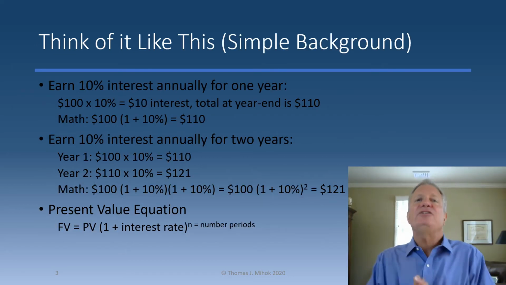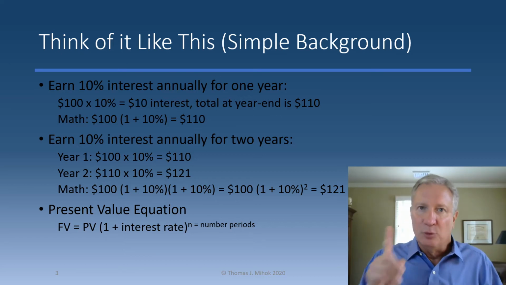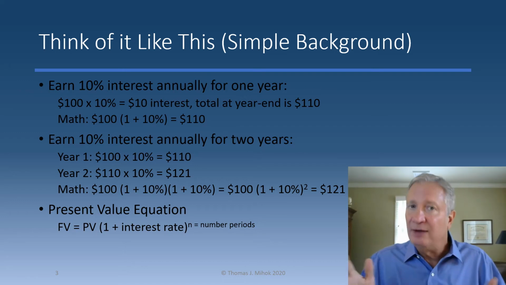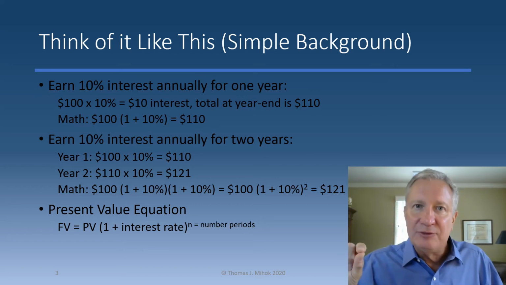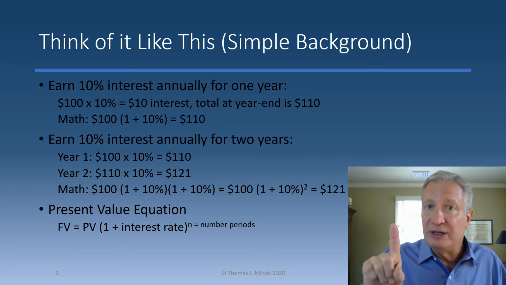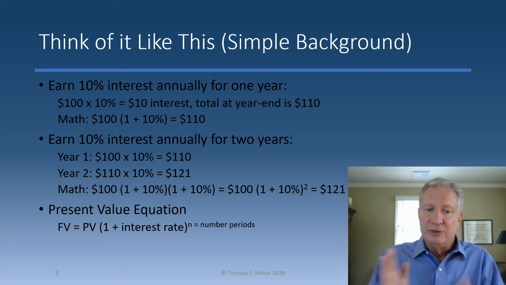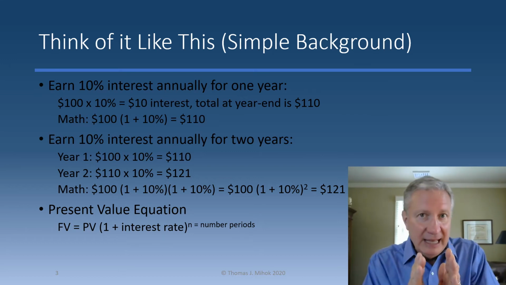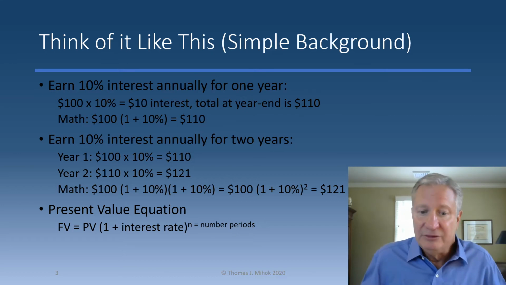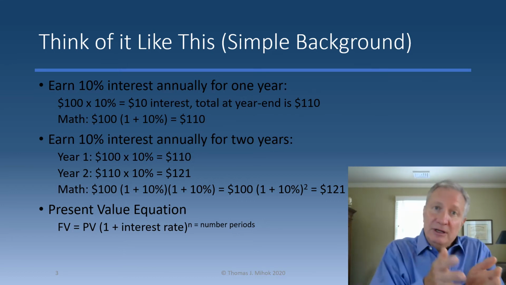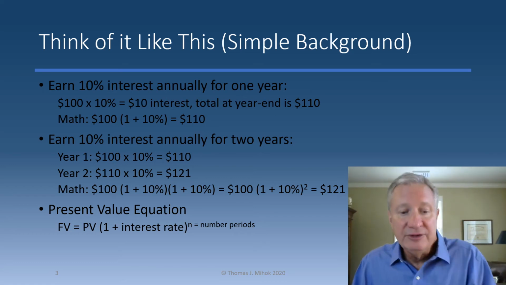So think of it like this. This is some simple background. Let's say you're earning 10% interest annually for 1 year. What it means is you're getting a 10% annual interest rate and you're getting it for 1 year. If it was 12% annually but you got it for 3 years, that's different. So this is a 10% annual rate of interest, but you're getting it for 1 year. On $100, that would be $10, right? Easy enough. And the total at the year end, you'd have your 100 that you started with, plus the $10 that you earned with your 10% interest, or $110.